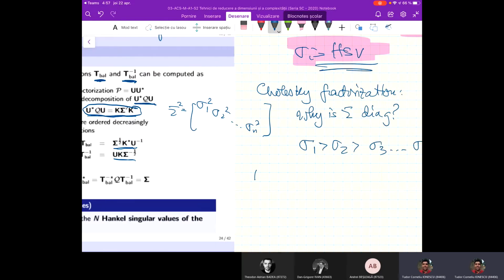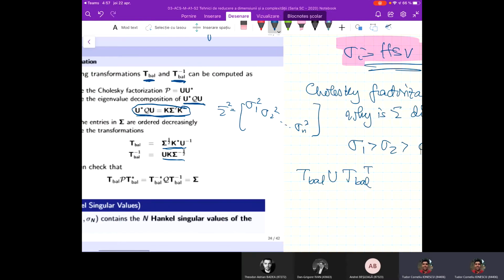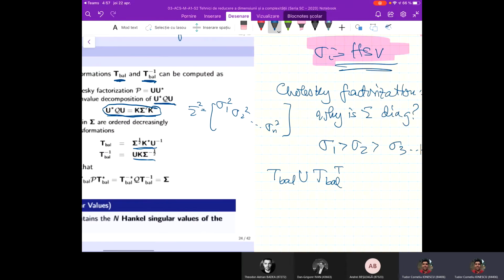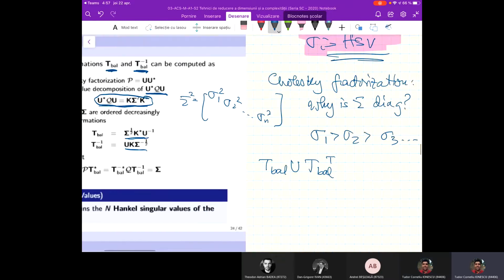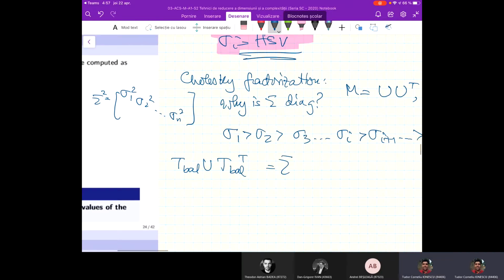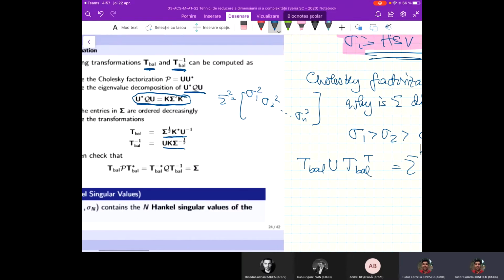So T-bal U T-bal transpose. I'm using transpose. They're using Hermitian because they can also consider complex values, but I'm restricting myself to real. This is the same. So this is sigma to the half, because these are squared, these are positive. Sigma to the half.